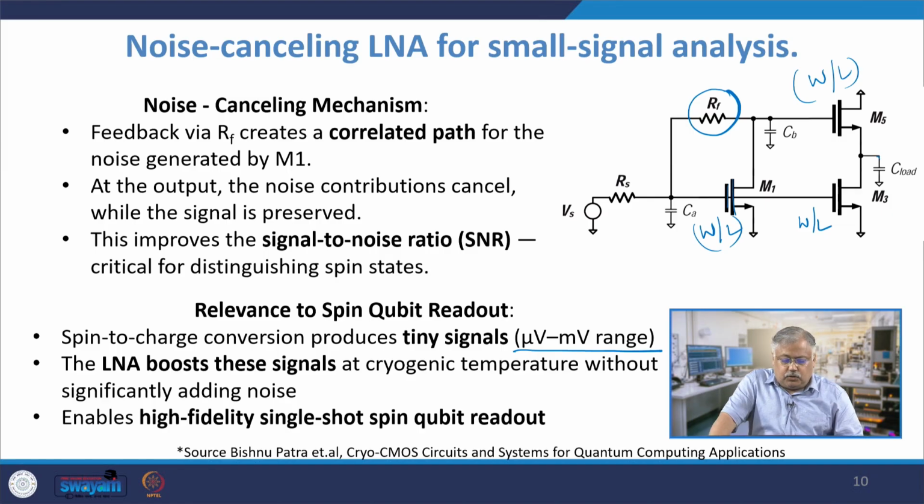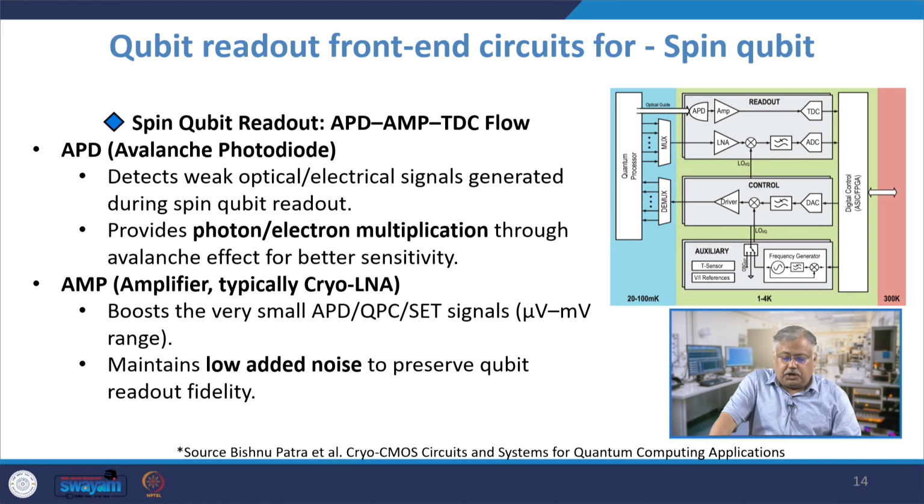Okay. Let me come to the next one, which is basically the quantum readout using APD. As I discussed with you, there are two types of readout circuitry. One is through an avalanche photodiode, and then there is an amplifier section, which is basically a cryo-LNA. Cryo-LNA we have already seen in our previous discussion, but what does the avalanche photodiode do? It is basically in the optical domain. Spin qubit readout circuitry generates very weak optical signals.